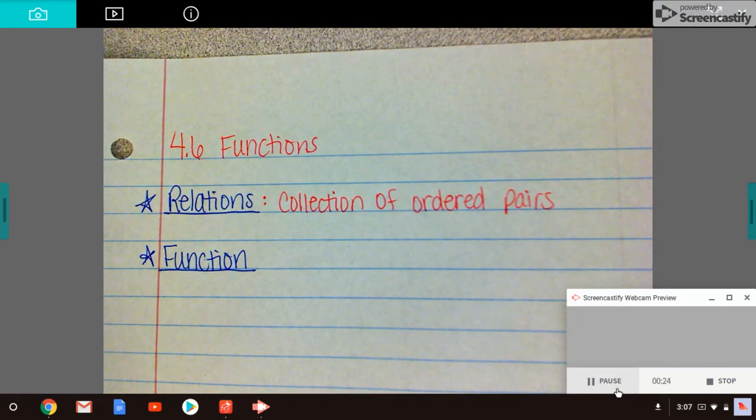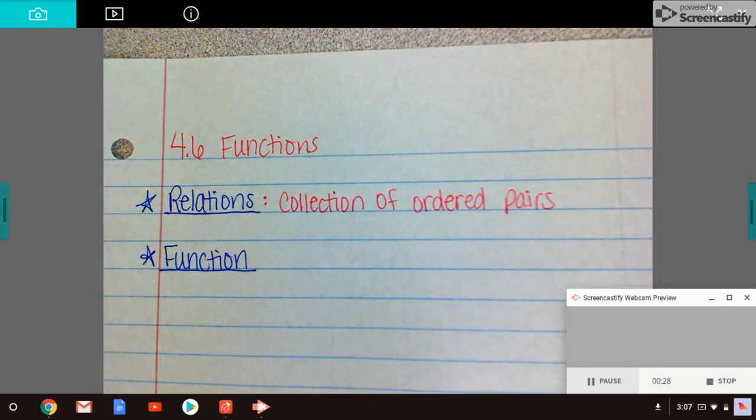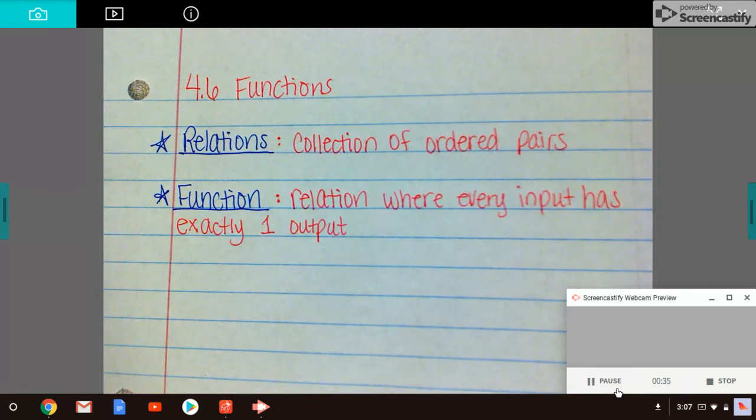Our first one is relation. It is the collection of ordered pairs. So ordered pairs meaning those x, comma, y's. So a relation is a bunch of those as a group. And then a function is a relation where every input to that function has exactly one output.